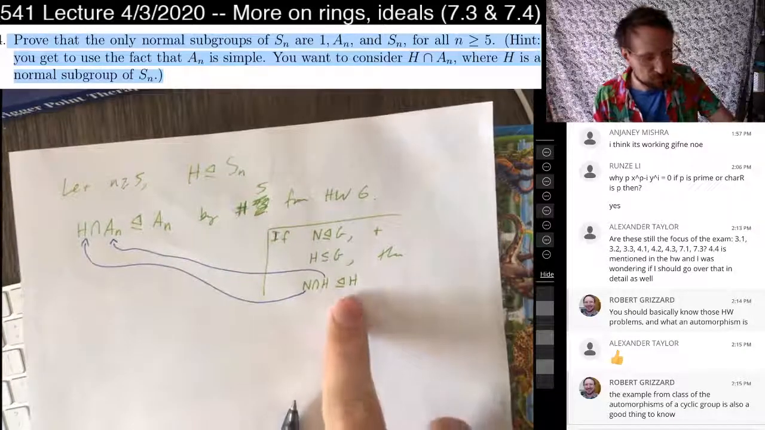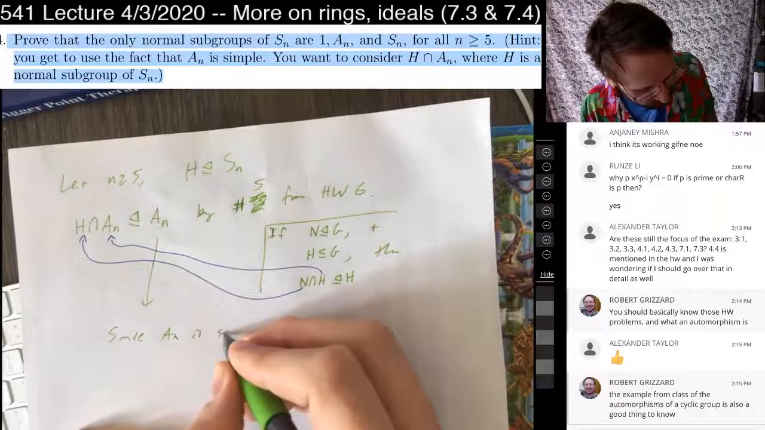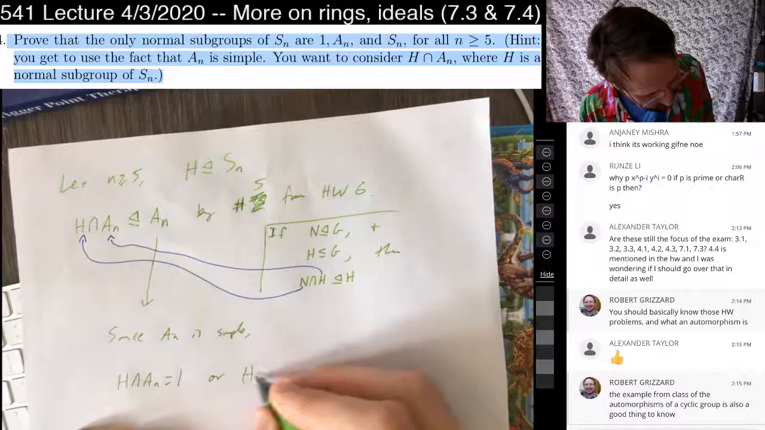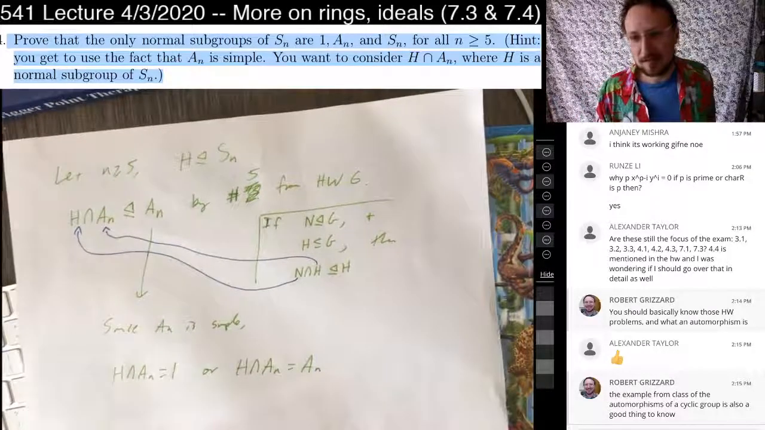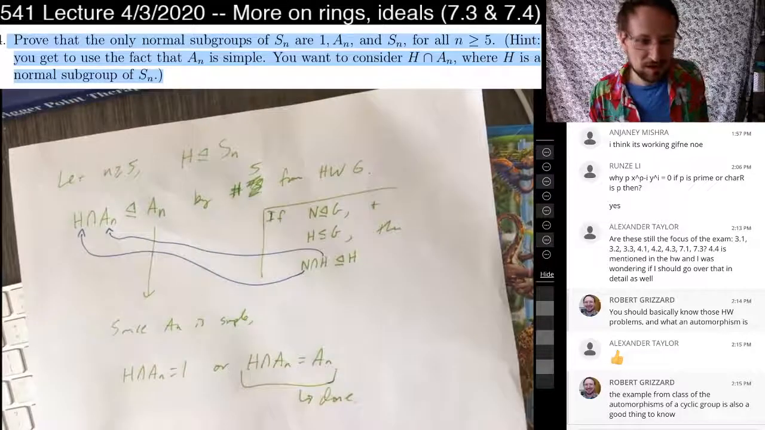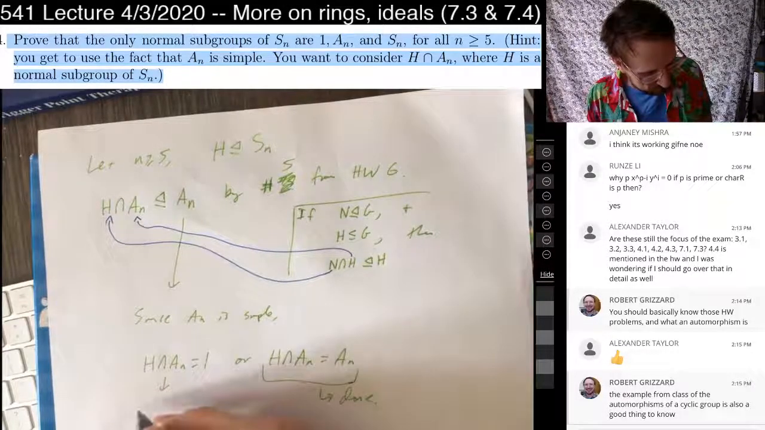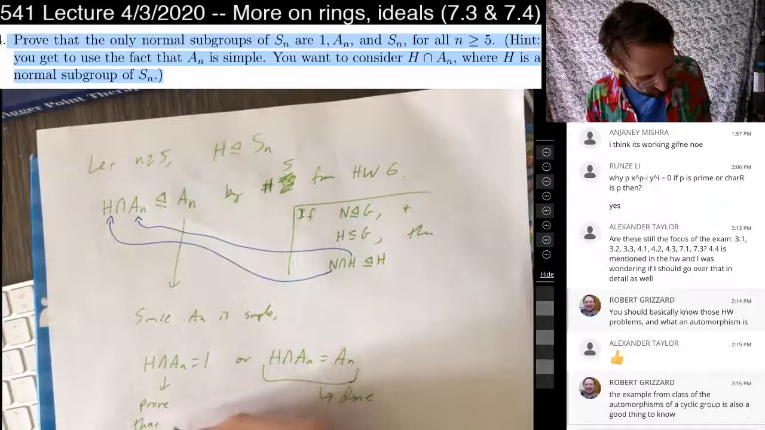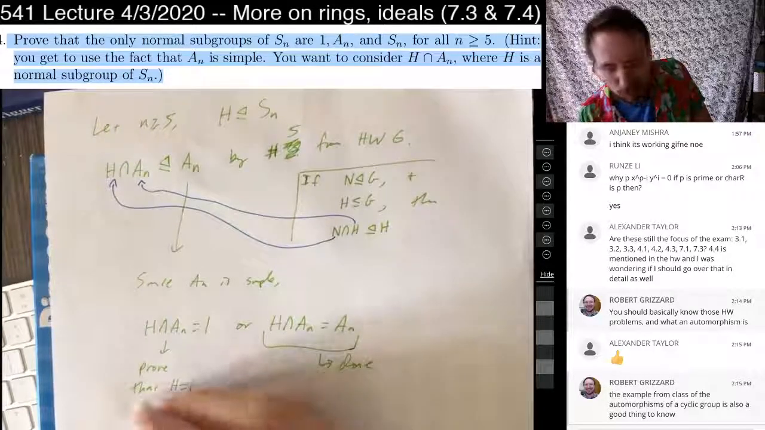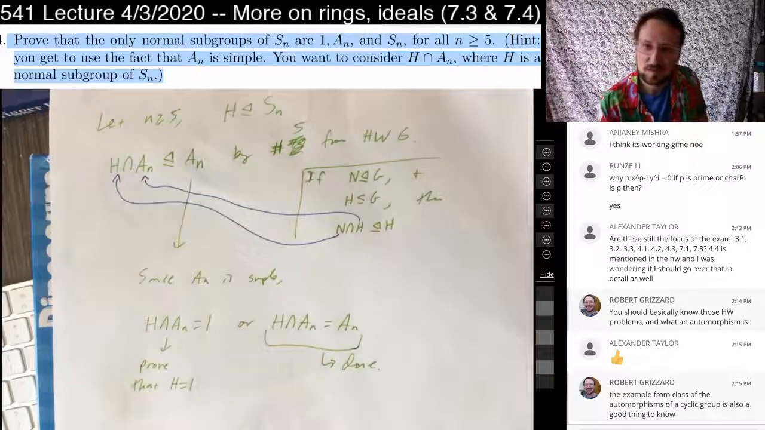Okay. This is pretty easy, so you know how to do it if you can do that, right? Yeah. So the idea is that since An is simple, either H intersect An is equal to 1 or H intersect An is equal to An. And in this case, you would be done, right? In this case, you need to prove that H is trivial. This is the only work that you have left to do. Okay, thank you very much.